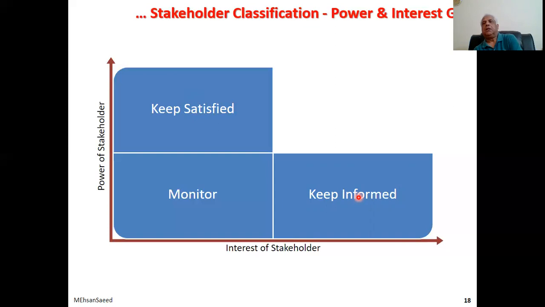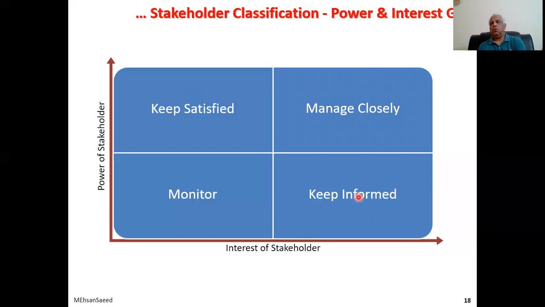But then there is this category who have both power and a lot of interest in the project, and of course you will keep them satisfied. You will keep them satisfied and you will keep them informed, or you could use one term: you will manage them closely. So what is managing closely? Keeping these stakeholders informed and keeping them satisfied. So that was the stakeholder classification, the power and interest grid model. And as I said earlier, you could take any two variables and make a grid. You saw another two previously.